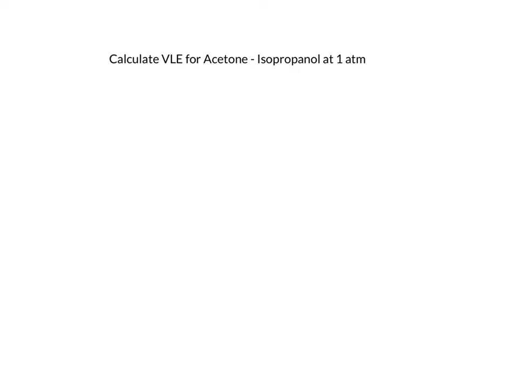If it's an ideal liquid, we can use Raoult's law. Raoult's law states that the partial pressure, which is the mole fraction in the vapor phase times the total pressure, is equal to the vapor pressure times the mole fraction in the liquid phase. So we'll say x times P star for the vapor pressure.